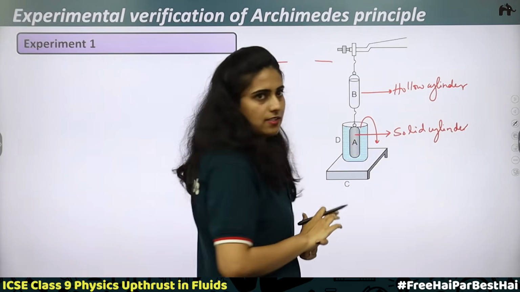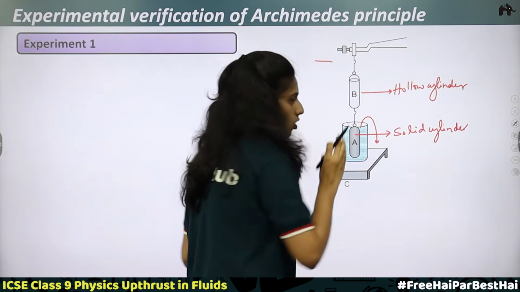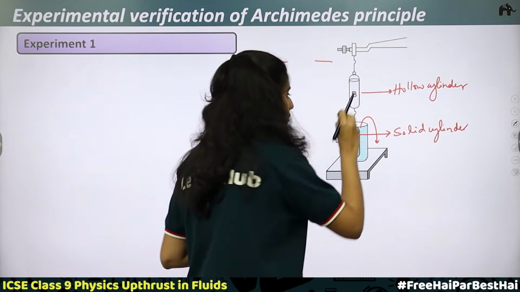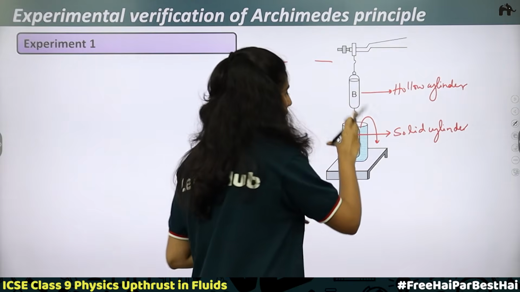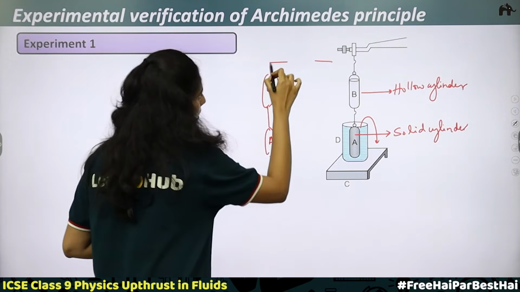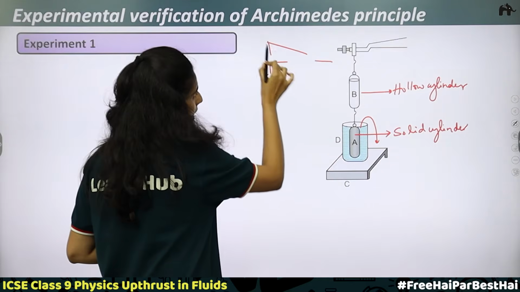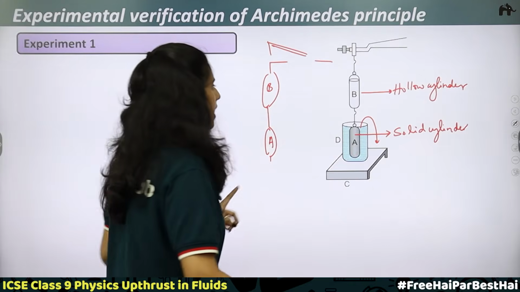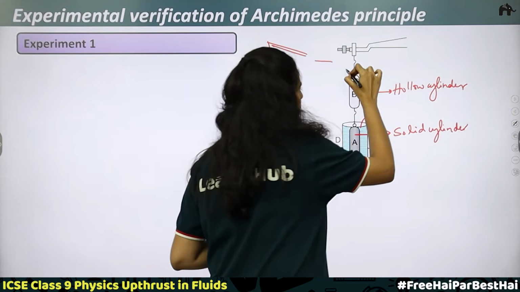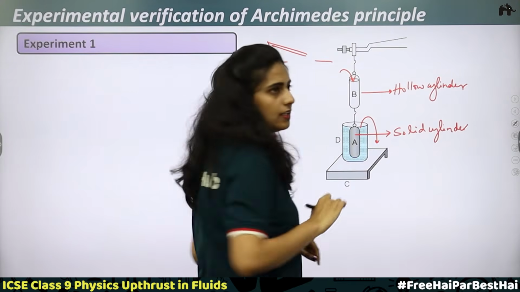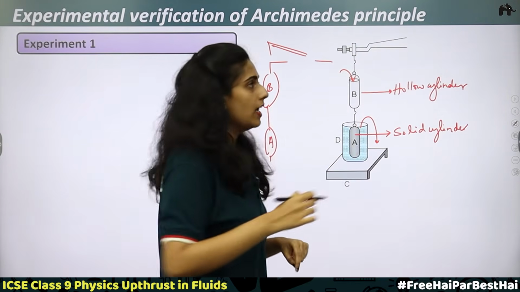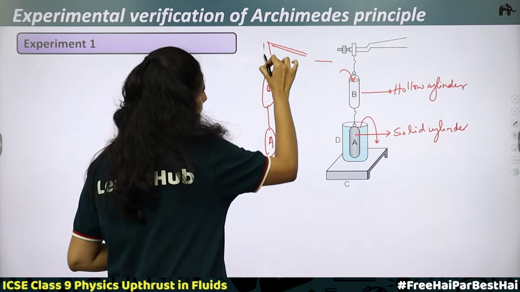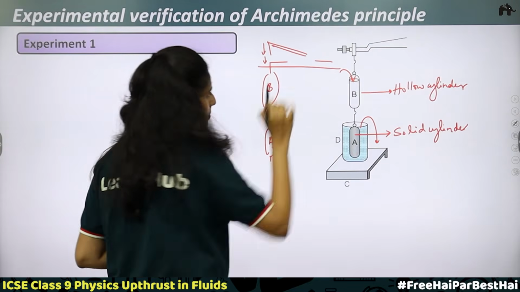Then what happens? We have discussed that inside water the weight of the body will be less compared to the weight of the body in air. When the weight here decreases, the left arm of the physical balance will rise because the weight is less. Now you are going to fill water inside the cylinder B. When water is filled inside B, this arm will start coming back to its equilibrium position.